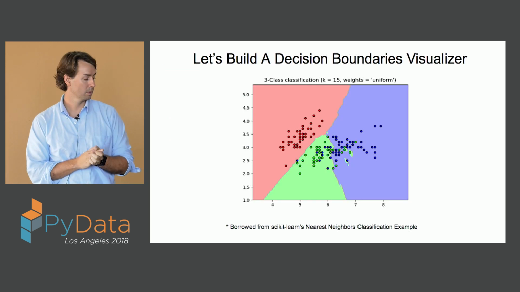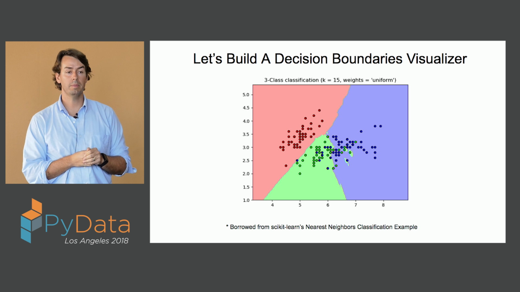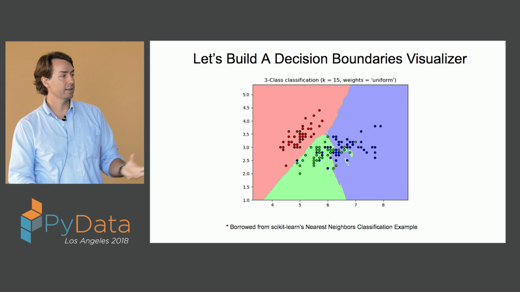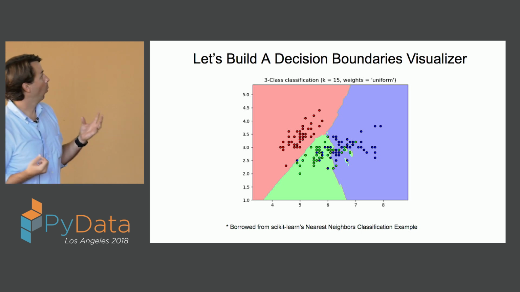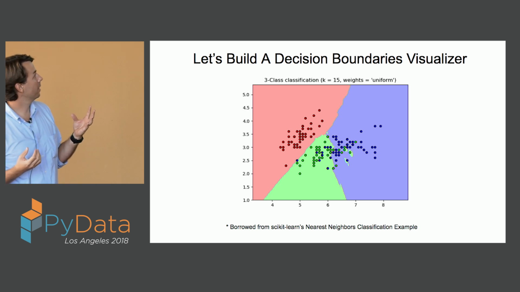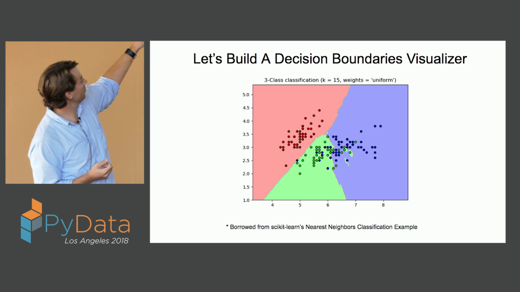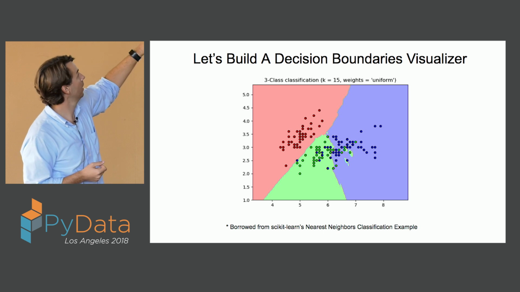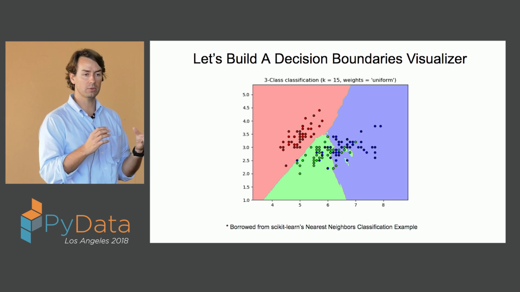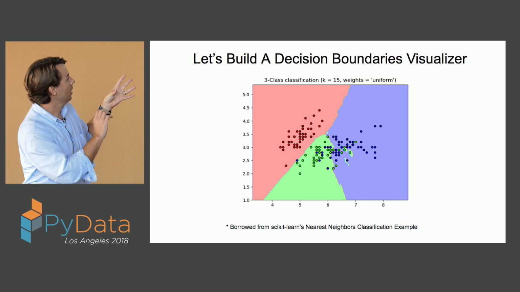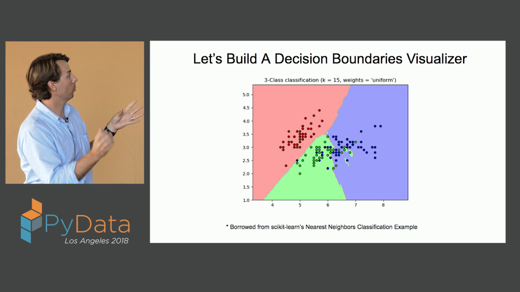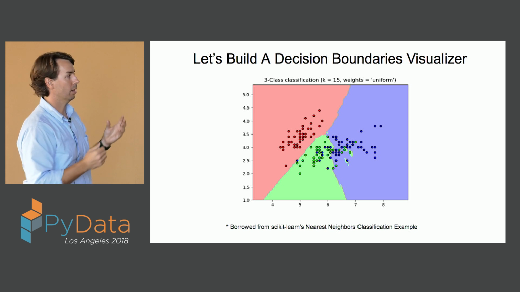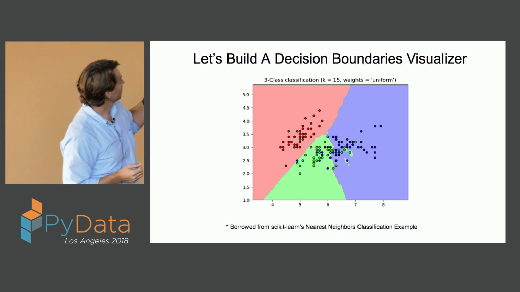So here we go. Let's build a decision boundary visualizer. This is the 101 that beginning data scientists in classes normally see: what is machine learning and what's going on? As a disclaimer, I borrowed this from scikit-learn's nearest neighbor classification example. This was also one of the first ones that, about two years ago, as I was learning the Yellowbrick API, I took this code and transformed into the Yellowbrick API.